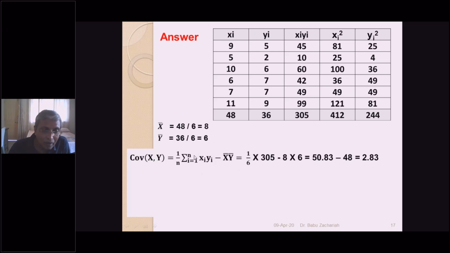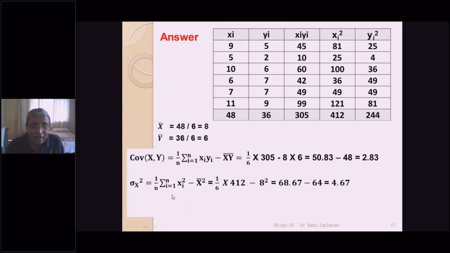Now sigma xi yi, this is the xi yi column, this is sigma 305. So that 305 by 6 minus x bar into y bar, so minus 8 into 6. So this 305 by 6, I get 50.83. 8 into 6, 48. So this difference is 2.83.